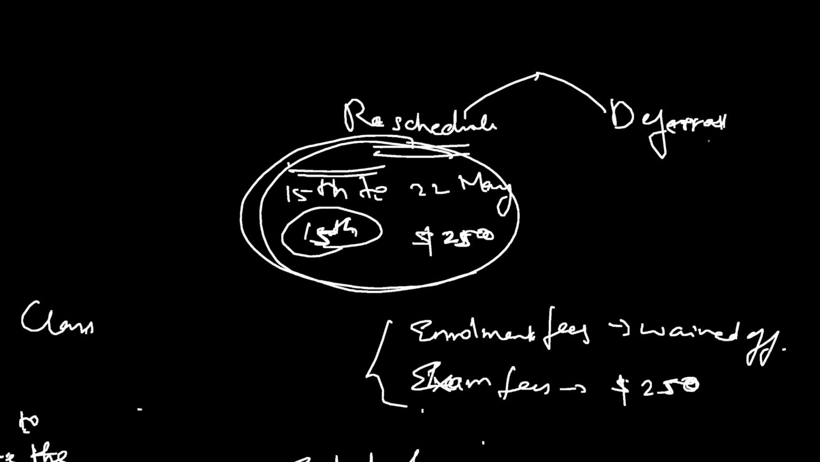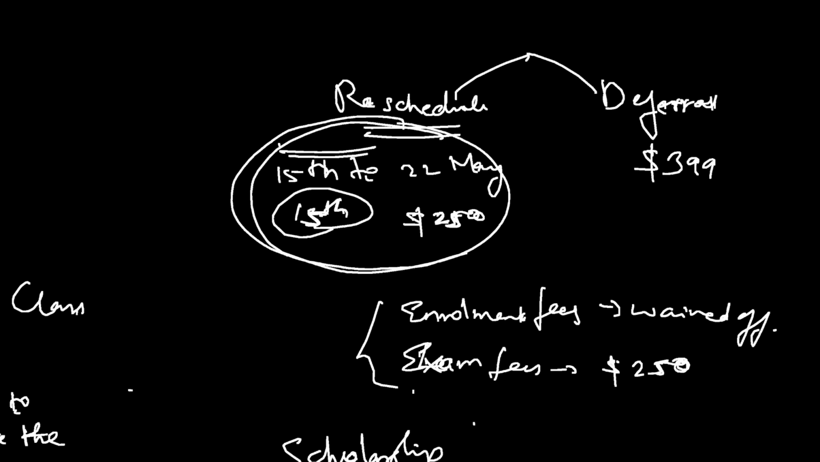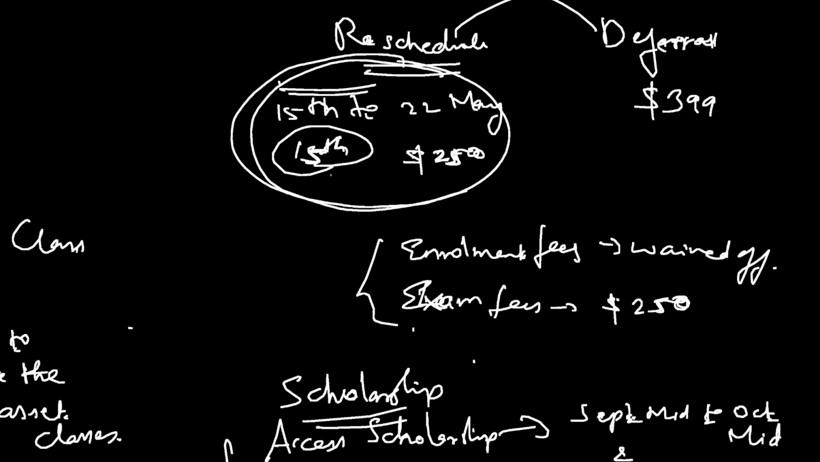Suppose you want to defer. What do you mean by defer here? Deferral as in you don't want this window itself. You are changing your plan completely for whatever reasons, so instead of May, you want to go for August or November. In that case, it is called deferral. When you defer, you will have to pay $399, which is valid for 12 months from the time you are deferring. Within that 12 months, you can opt for any other window. So this is about rescheduling and deferring. Ideally, planning well in advance and being firm on that plan helps us save all this money.